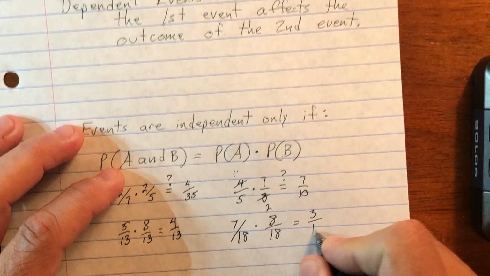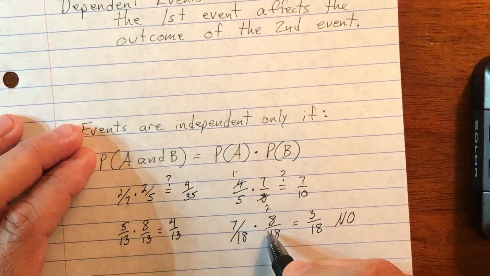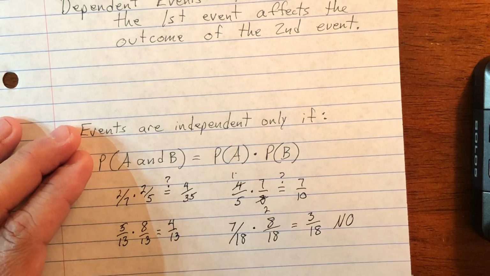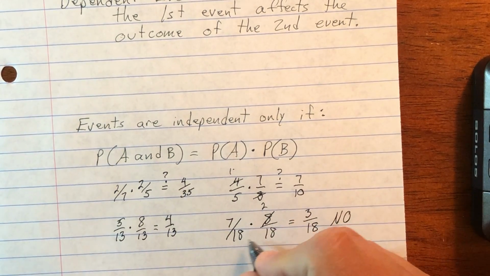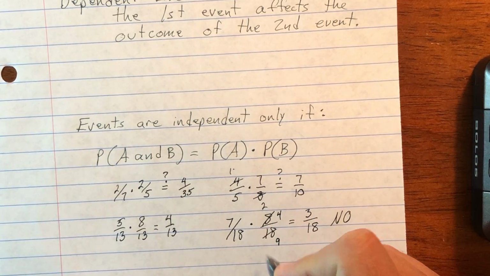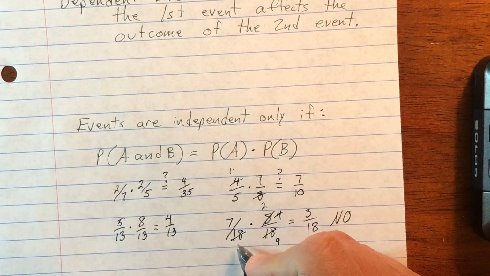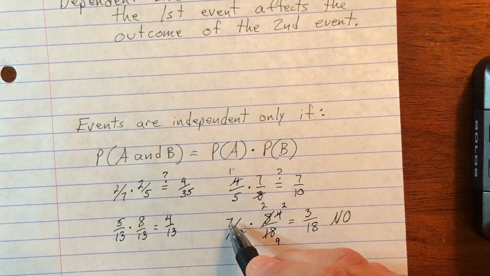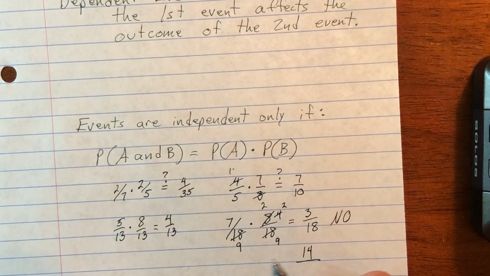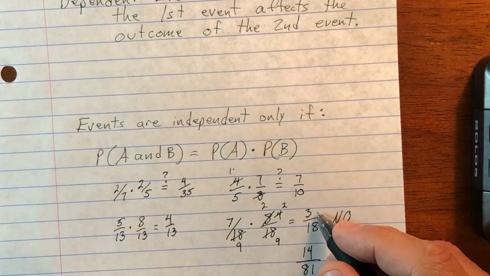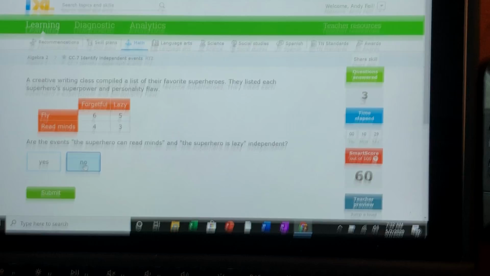So what do you think? I would say no again, because this times this does not equal this. These don't cancel out. We're not adding. That doesn't work. Let's see. If we cancel this with this, that would give us 4 out of 9. You could cancel this 18 with this 4 and get 2 out of 9. That would give us 4 times 2 is 8, 9 times 9 is 81. Okay, does that work out to 3/18? I don't think it does. So I'm going to say no on this one.